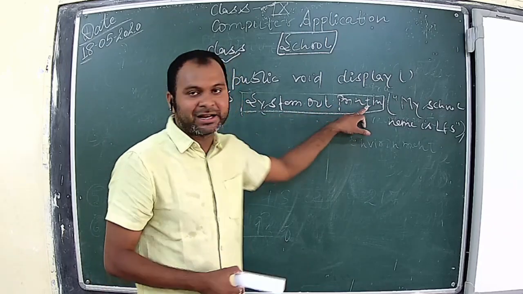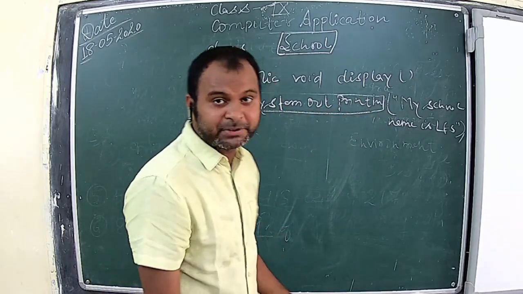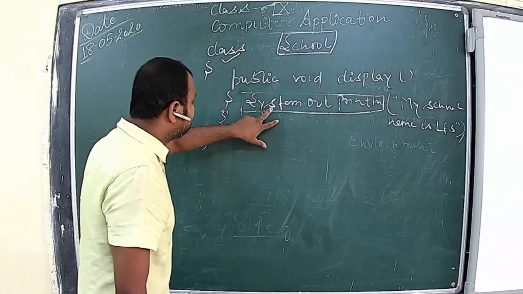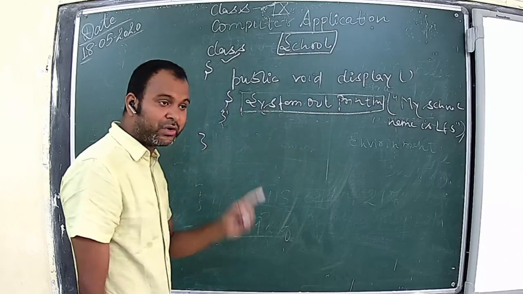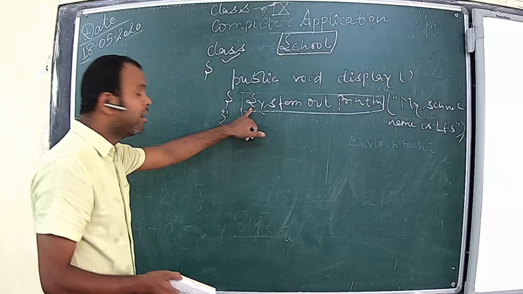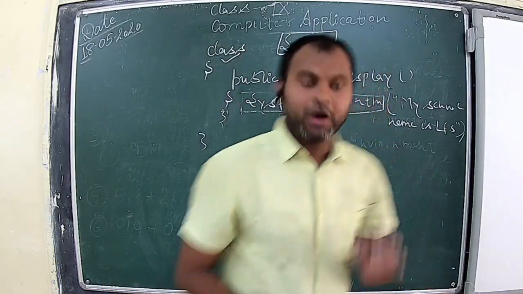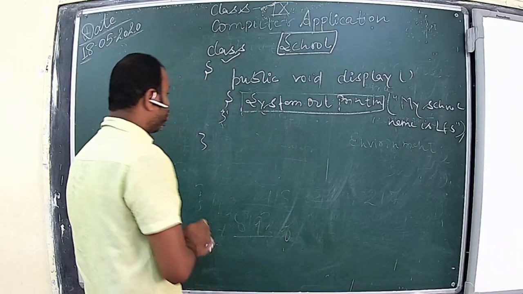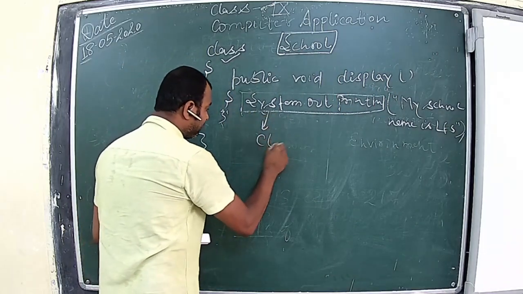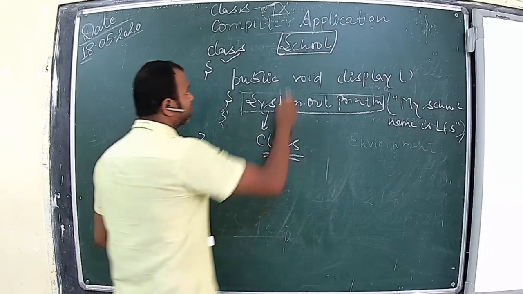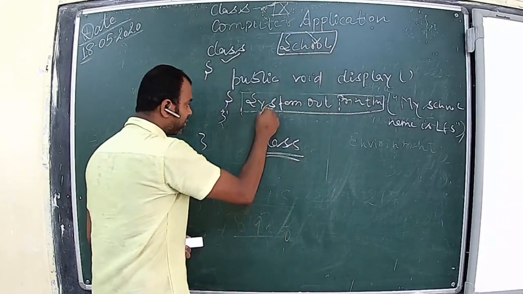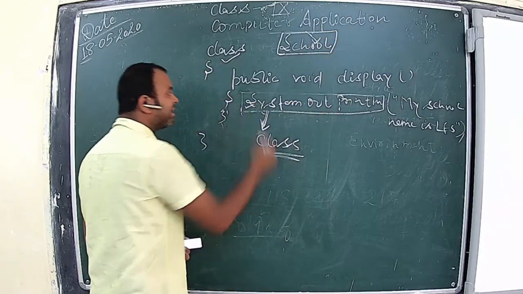System.out.println. Print and println, later on we'll come to know the difference between print and println. Here, System is a class. As I have told you also, when a word starts with a capital letter, it would be known as a class. So this is a class name that we have given. This is also a class name because it starts with a capital letter.